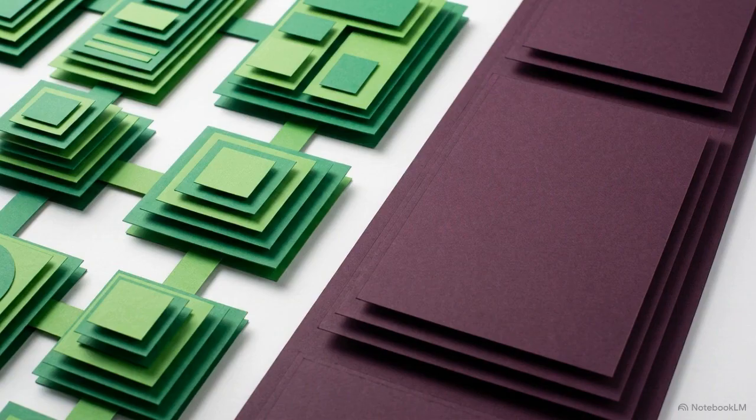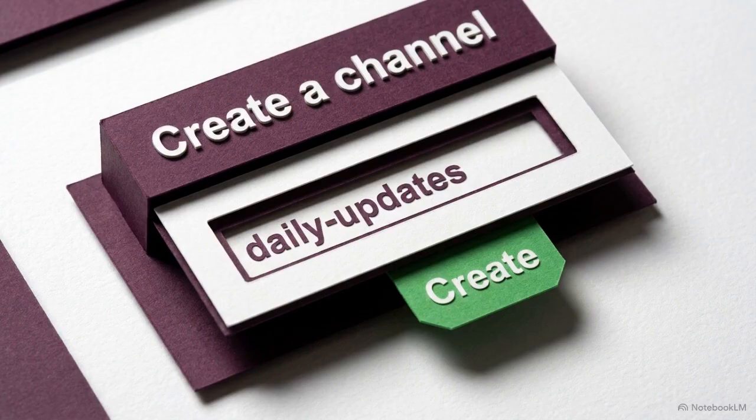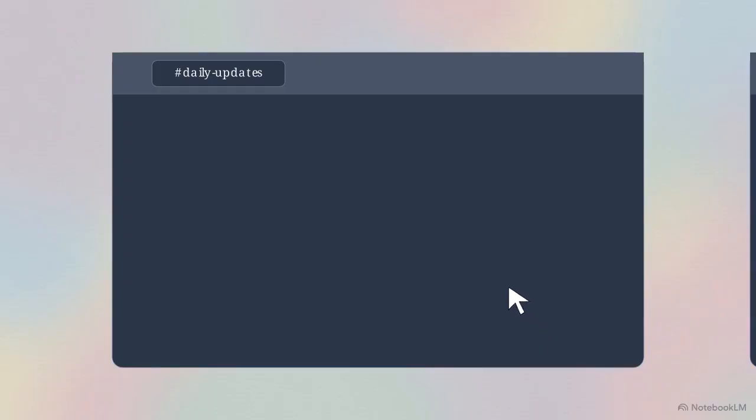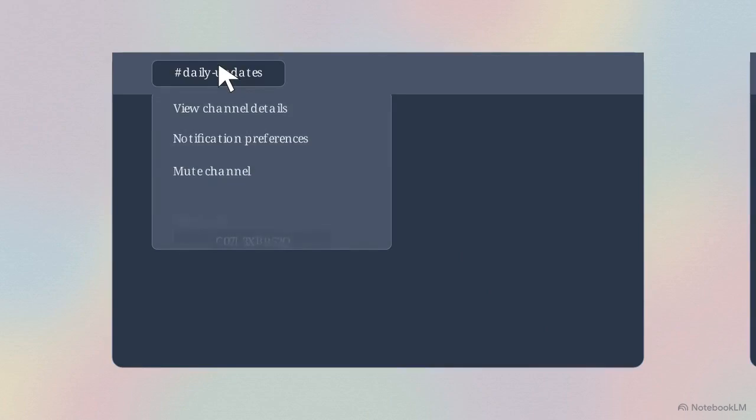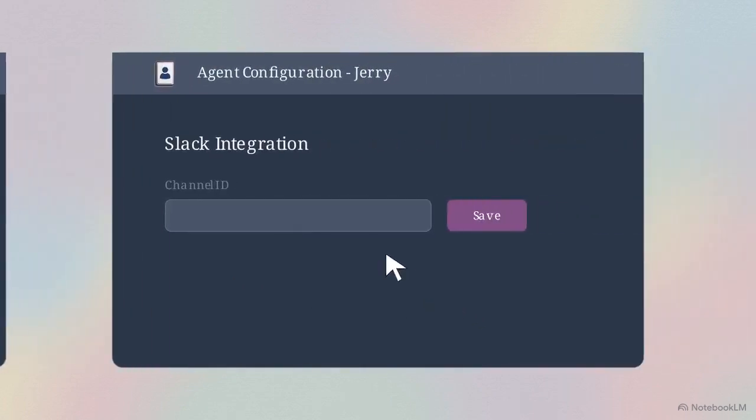With the agent built inside ChatGPT, we need to give it a place to live. Open your Slack workspace and create a new public channel where your team can drop daily news and updates. To wire the agent, click your Slack channel name, open Settings, and scroll to the bottom to copy the channel ID. Then switch to your ChatGPT agent settings and paste that exact string into the Slack integration field.